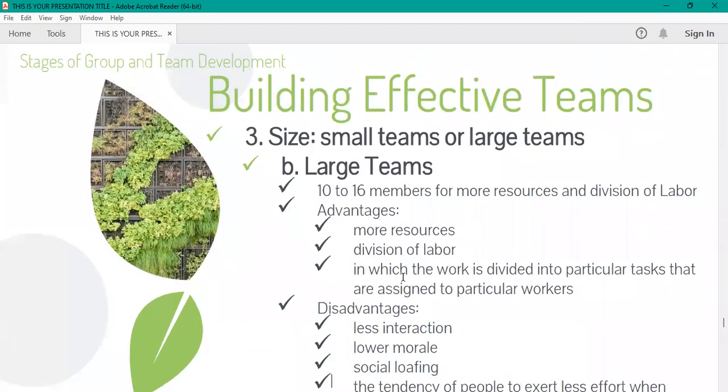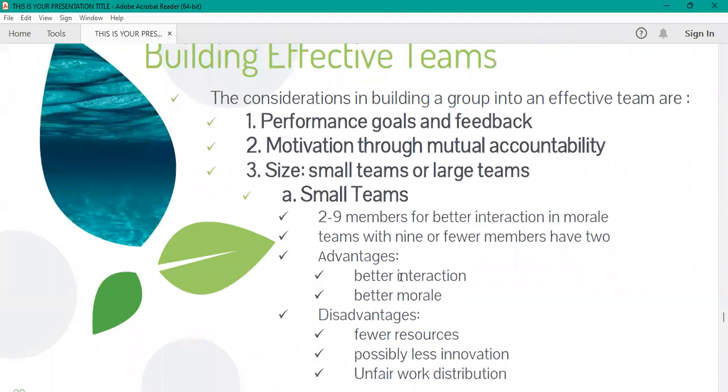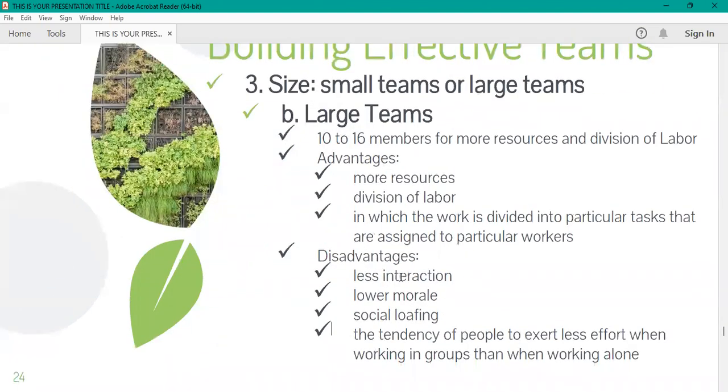We probably must prefer small teams because there is better interaction. But at the same time, large teams are better because the work is more specific.